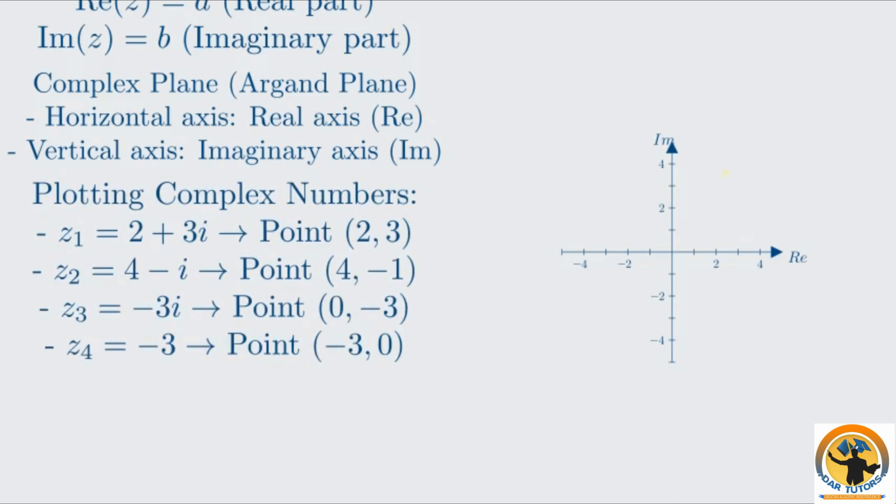For example, the complex number 2 plus 3i corresponds to the point (2, 3). The number 4 minus i corresponds to (4, -1). A purely imaginary number like minus 3i corresponds to (0, -3) on the imaginary axis, and a real number like minus 3 corresponds to (-3, 0) on the real axis. This visual representation is incredibly powerful and will be a key tool throughout our study of complex numbers.